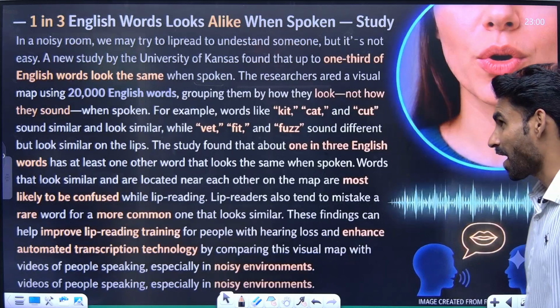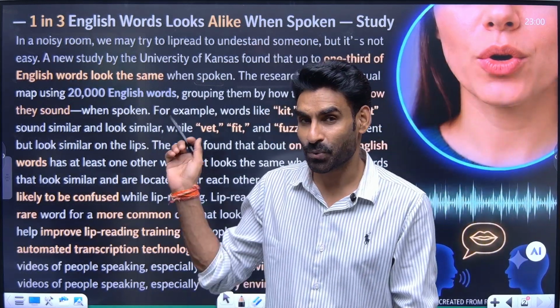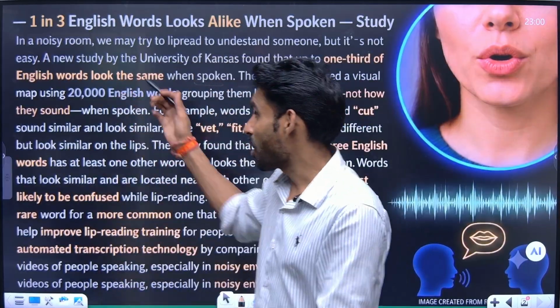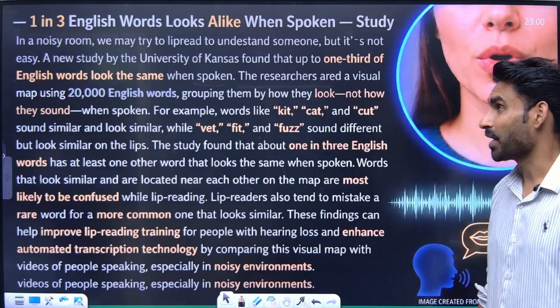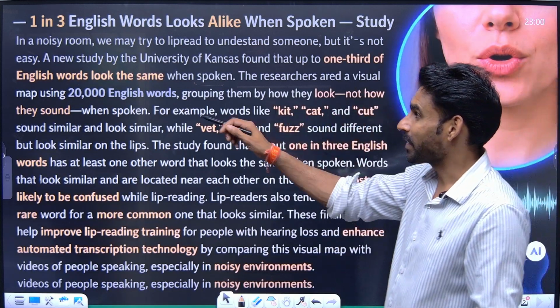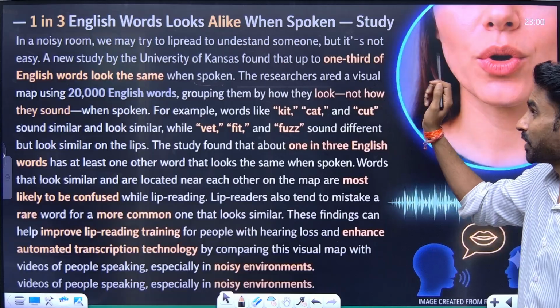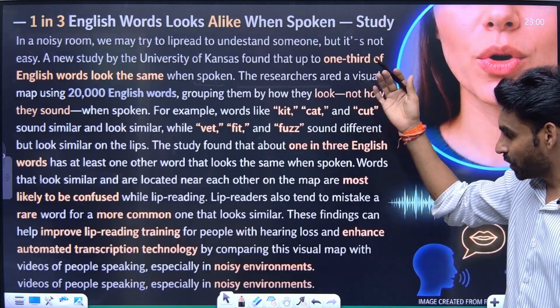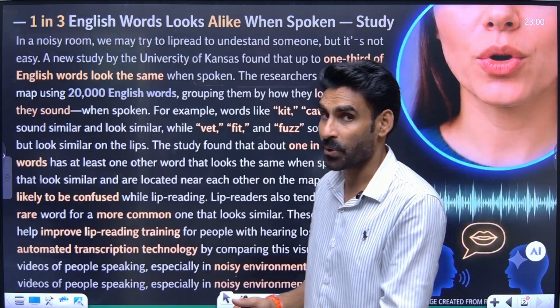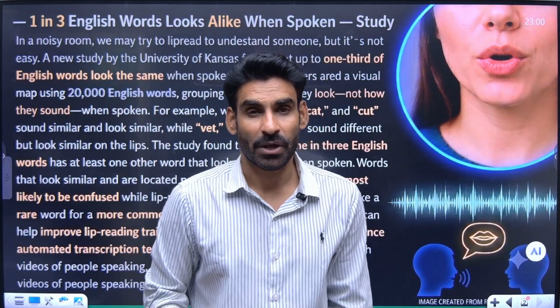And the topic we have today, I have taken out from one of the newspapers. I mean, this is one of the news we had. So the topic we have is 1 in 3 English words looks alike when spoken. This is the topic we have. And here we have the paragraph that I'm going to read in Indian accent, typical Indian accent. And you have to pay attention on how I read.